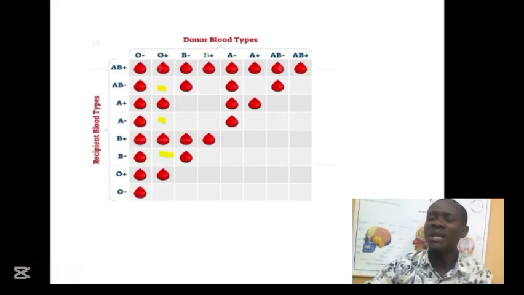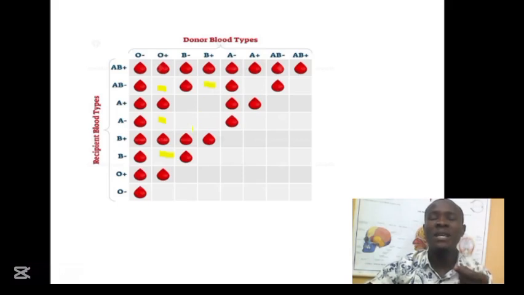As we said, B can give blood to another B, and we said AB is a universal recipient. That means it can receive blood from all of them. So in this case, B negative is donating blood to AB positive and AB negative. But the B positive that we have here will not give blood to the negative. So that's why the B positive is not giving blood to this AB negative.